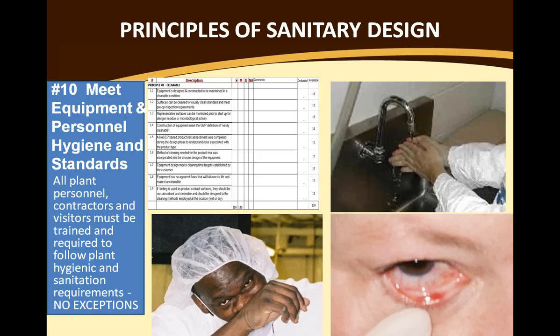And the 10th principle is meet equipment and personnel hygiene and standards. All plant personnel, contractors, and visitors must be trained and required to follow plant hygiene and sanitation requirements. This should be compliant with the plant's GMPs and intended to be followed by all. This applies to having equipment cleaned prior to the delivery and installation. So this isn't just for the food manufacturer. This would be what goes on at the equipment manufacturer as well.